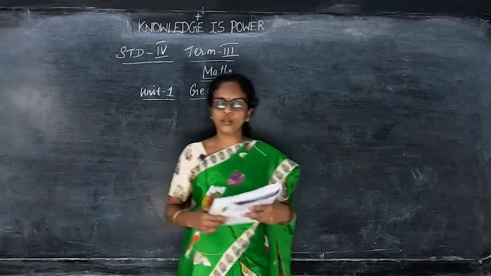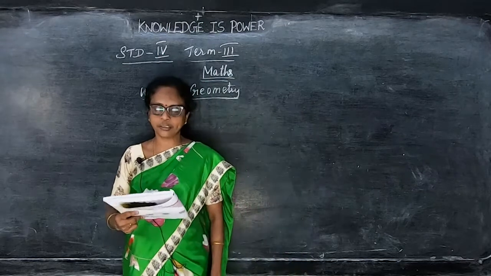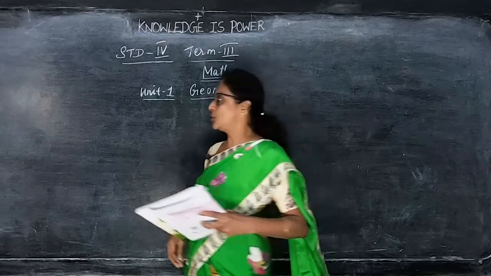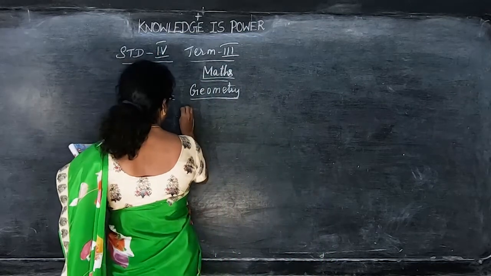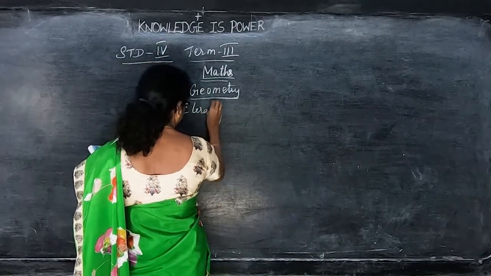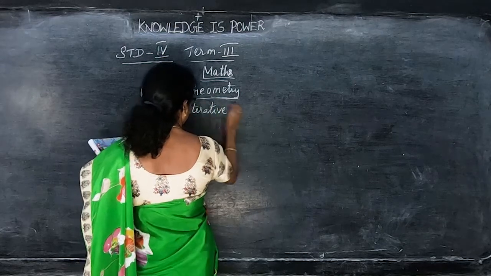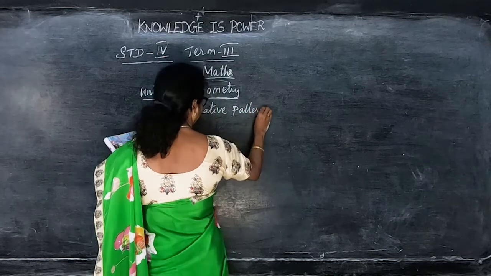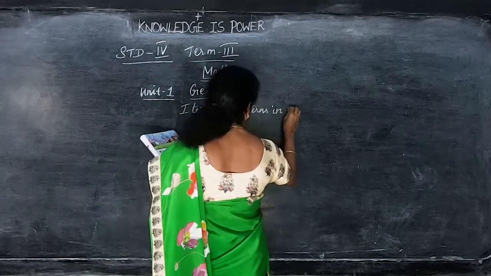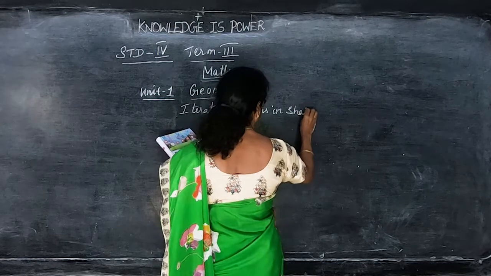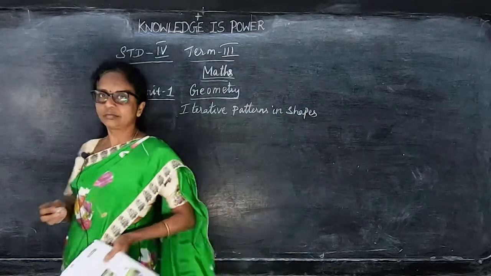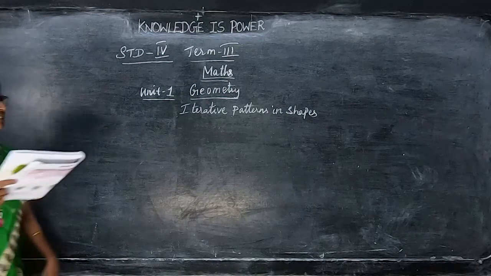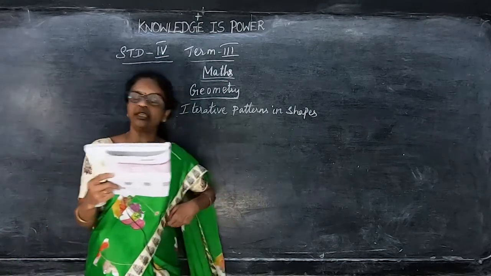Dear children, today we are going to see about 4th standard maths, third term, first unit is geometry. In this geometry, we have iterative patterns in shapes. What do you mean by iterative patterns?